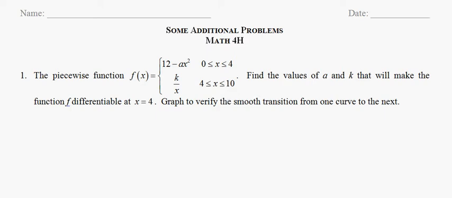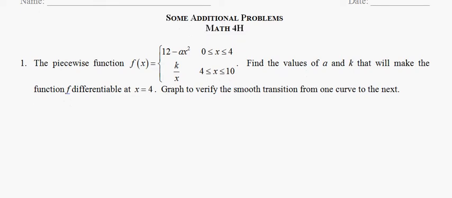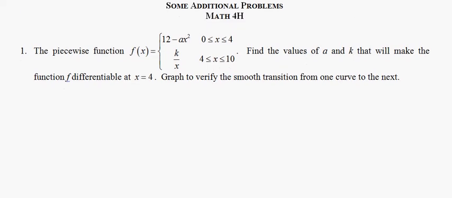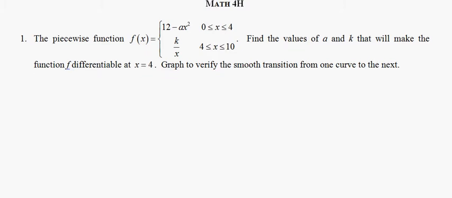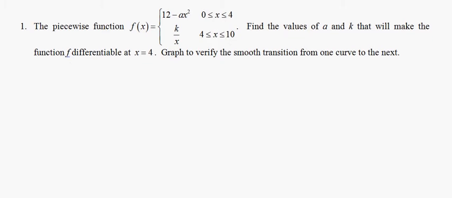From x equals 0 to x equals 4, it's defined as 12 minus ax squared. And from 4 to 10, it's defined by k divided by x. It asks us to find the values of a and k that will make the function differentiable at x equals 4, and then it asks us to graph the function to verify the smooth transition from one curve to the next. And I'm going to actually show you how to do that on your graphing calculator. But here we go, let's actually solve the problem.